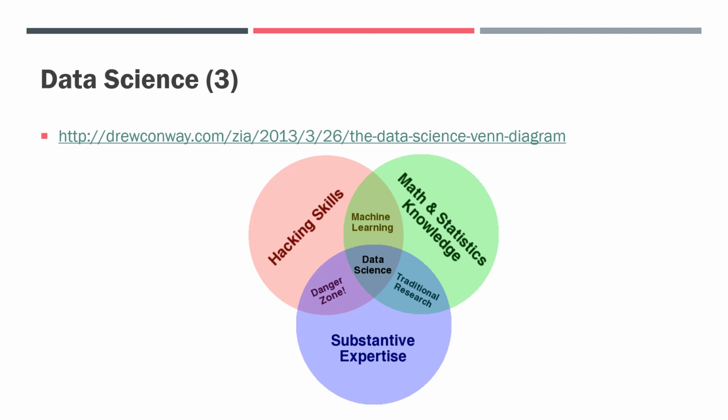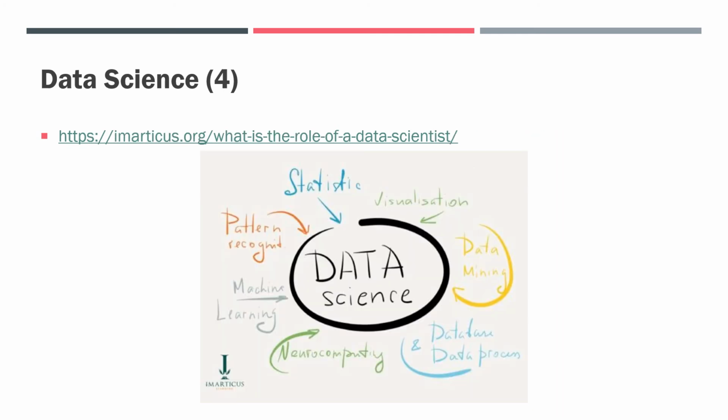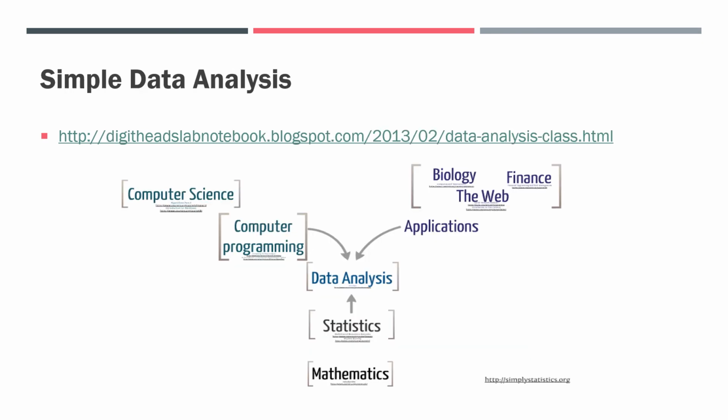This source defines it as the intersection between hacking skills, math and statistics, and some substantive expertise. Meanwhile, this source describes data science as an aggregation of many things: statistics, visualization, and so on. This one combines computer science and programming with some applications, which turns into data analysis, which is supported by statistics as a branch of mathematics.